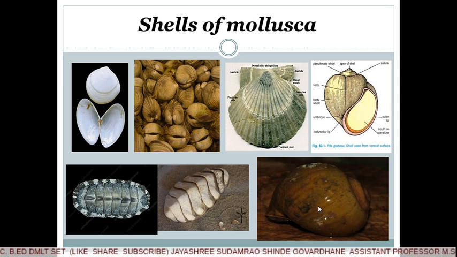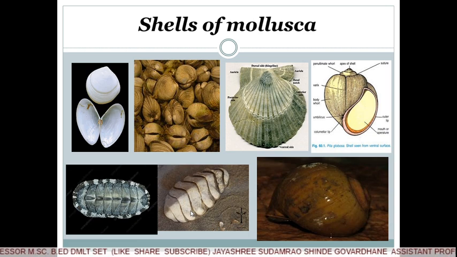Let us see some shells of mollusca and then we will go towards the Pila shell. See in this picture you can observe so many shells. These are the bivalve shells. This is the pearl shell. You might have seen this. See, these are the chiton shells. All these are the characteristics, structures of different molluscans.